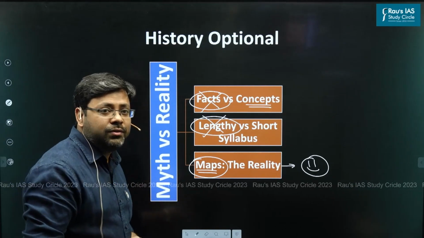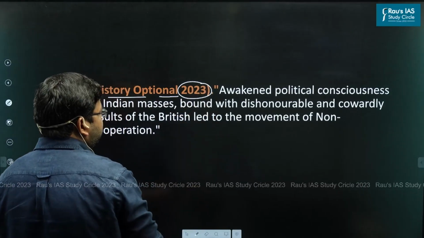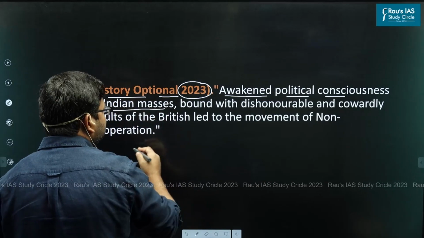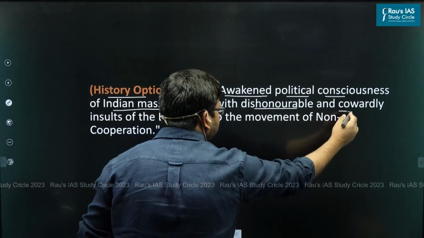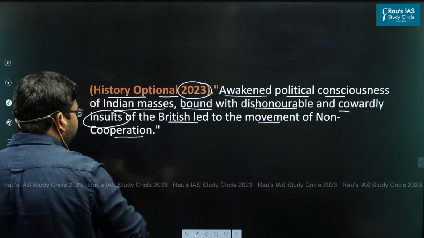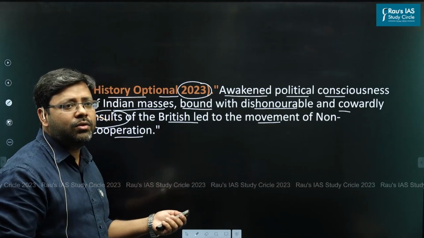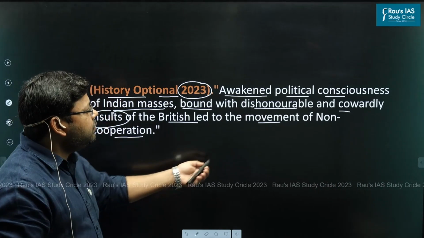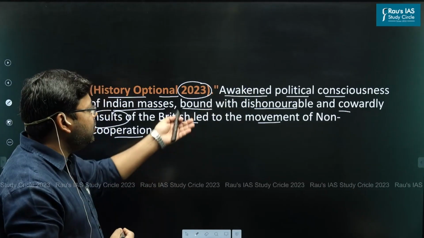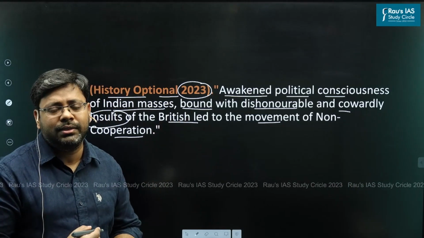I'll show you a question of UPSC. See here. This is a history optional 2013 question. It says that the awakened political consciousness of Indian masses, bound with dishonorable and cowardly insults of the British, led to the movement of non-cooperation. Basically, the question is asking about the factors that led to the non-cooperation movement. It was because of the awakened political consciousness of the masses, and at the same time, it was also a reaction against the British insults imposed on Indian masses.